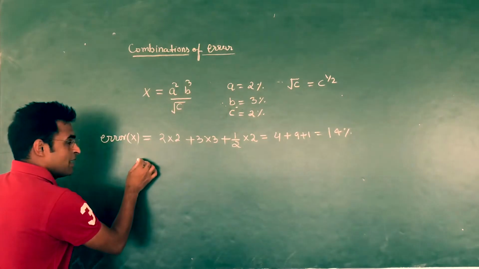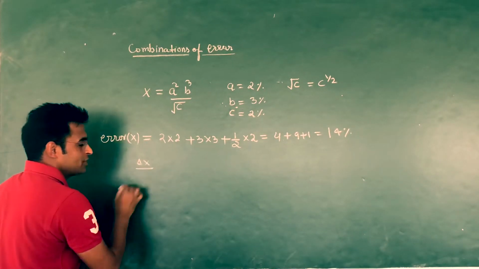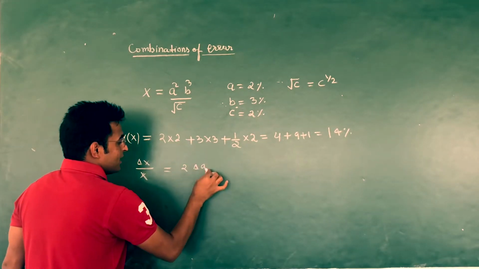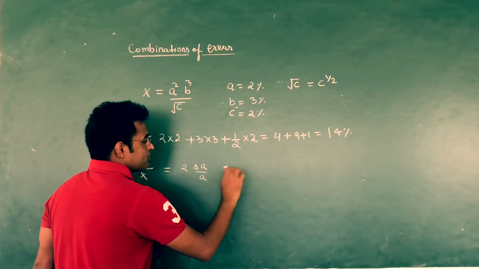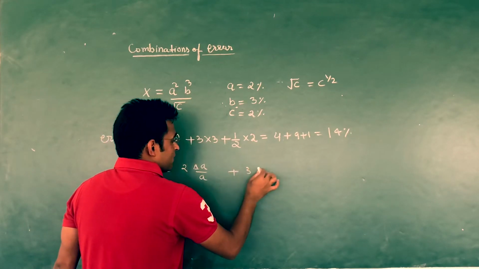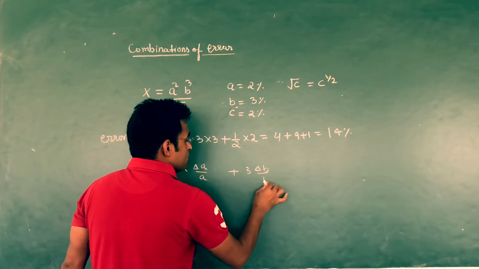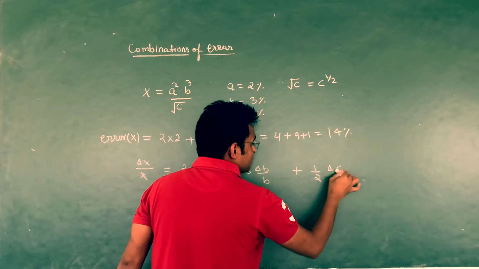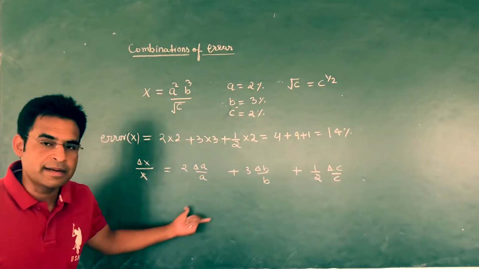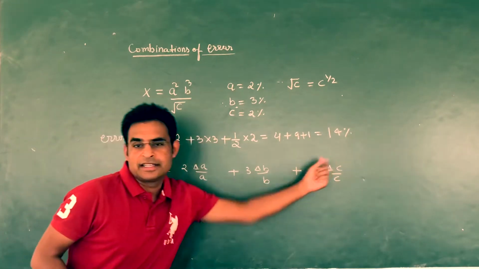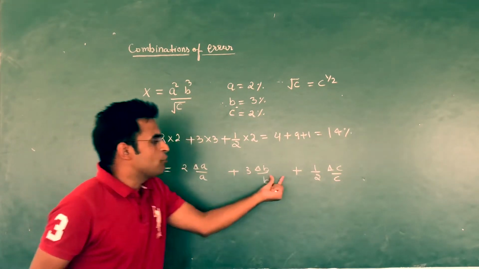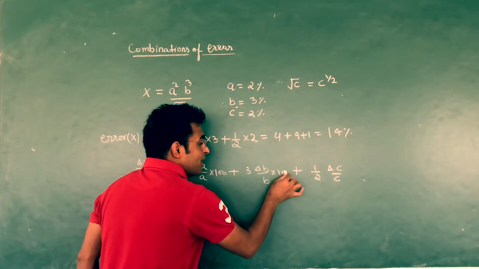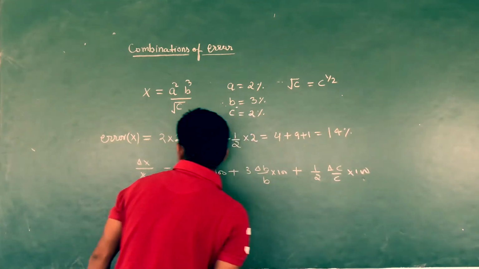So if power will be multiplied and error will be added, I can write delta x by x is equal to 2 delta A by A plus 3 delta B by B plus 1 by 2 delta C by C. Error added and power multiplied. And one more thing, I want to multiply this by 100. Why by 100? Because if you multiply relative error by 100, it will change into percentage error.